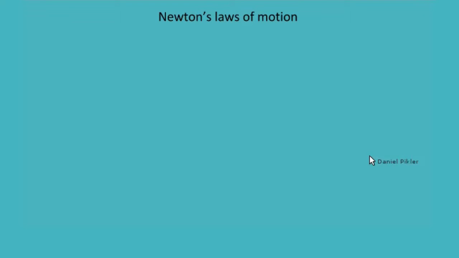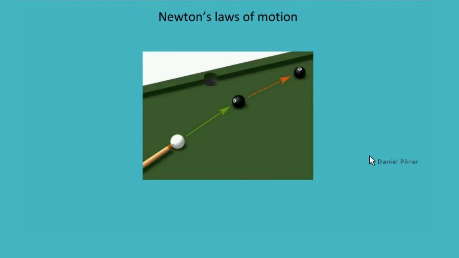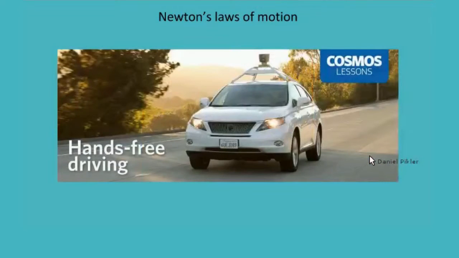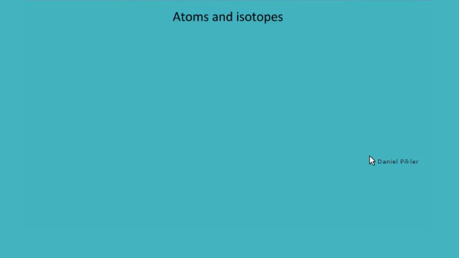So when students are learning Newton's laws of motion in Year 10, rather than learning about Newton's laws by, for example, looking at billiard balls on a table, why not teach it in the context of, for example, the Google driverless car, something new, something naturally interesting to a lot of students, where you can look at velocity, friction, and so on.